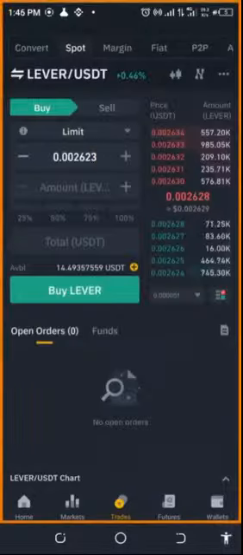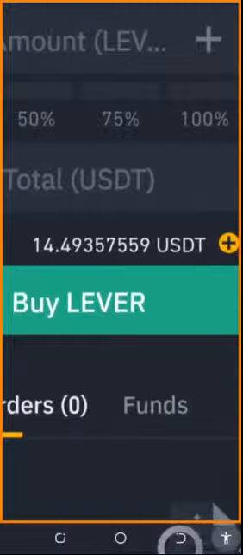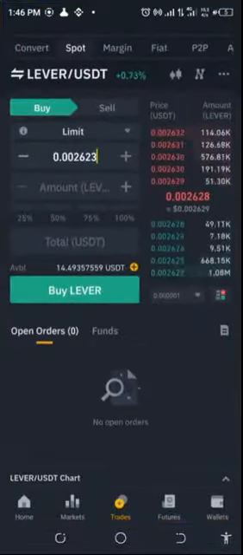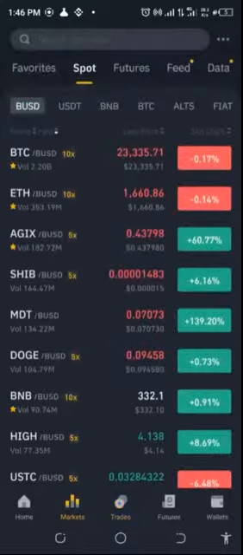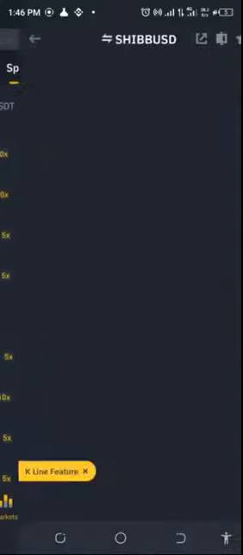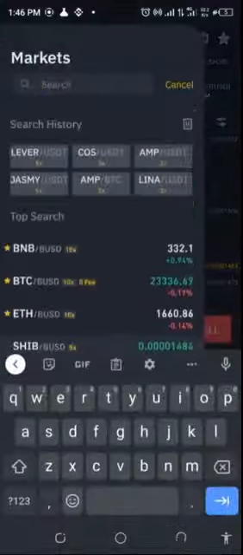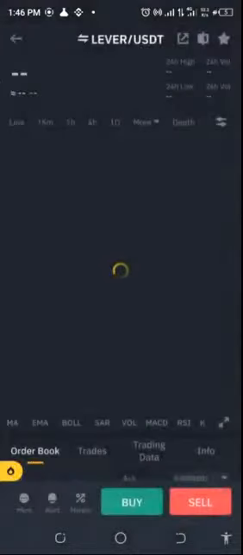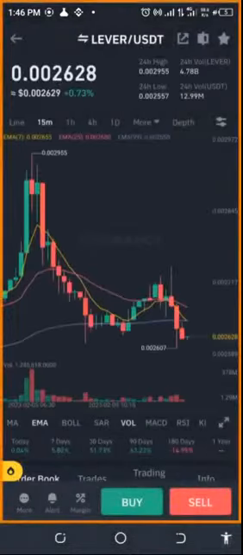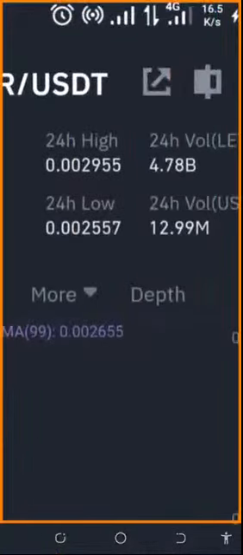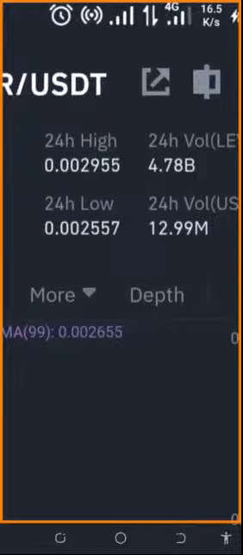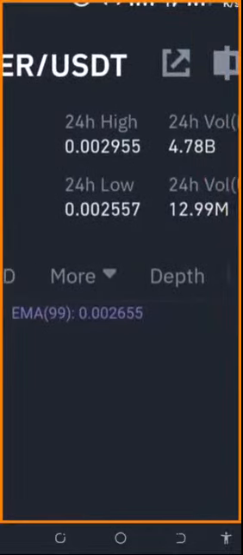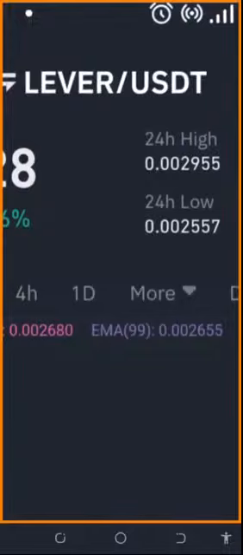Okay, so how much do we have here? We have 14.4935. Then what we're going to do is reduce this amount. Let's go back and check the high and low. Let's just choose any coin and then change it to lever USDT. What we have here, if you check very well, is 2628, but we're not going to buy at that price. We're going to buy at a lower price because the low is 2557.